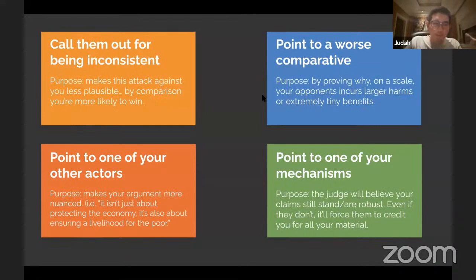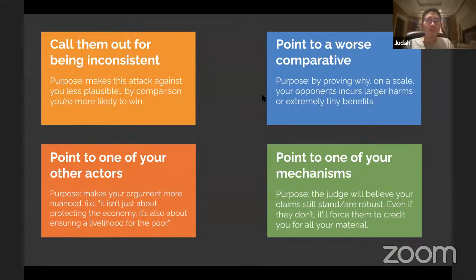The first and probably the more flippant one is to call the team out for being inconsistent. So if this characterization held true, this other characterization cannot also hold true, right? So the purpose in here is to make this attack against you less plausible, right? So you're doing 2 things at once. Basically, you are saying the 2 arguments that they are forwarding cannot coexist. And so by comparison, you are more likely to win the round because you are consistent, right?